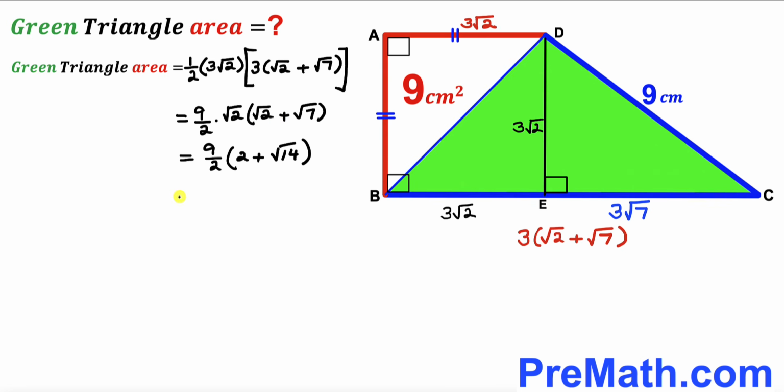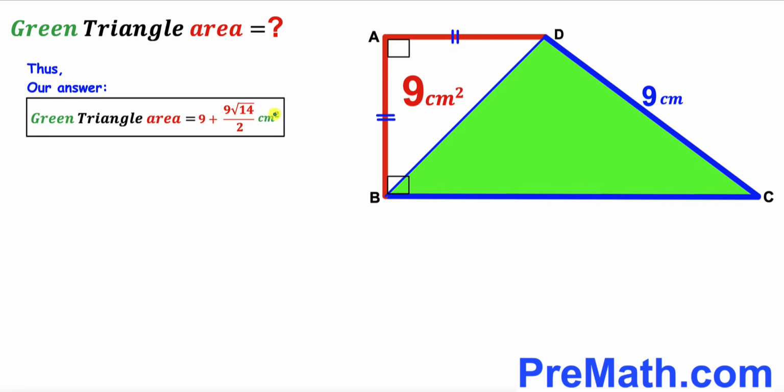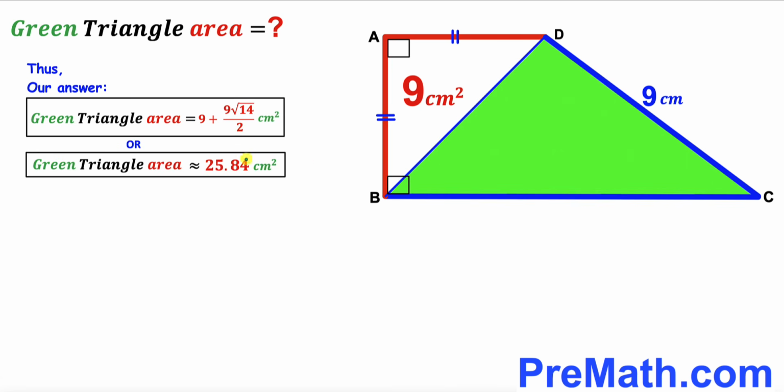So therefore we ended up with 9 plus 9 times square root of 14 divided by 2 centimeter square, the area of this green shaded triangle. So thus after all the calculations and manipulations, the area of this green shaded triangle turns out to be 9 plus 9 times square root of 14 divided by 2 centimeter square. And that's going to be approximately equal to 25.84 centimeter square as well. And that's our final answer.